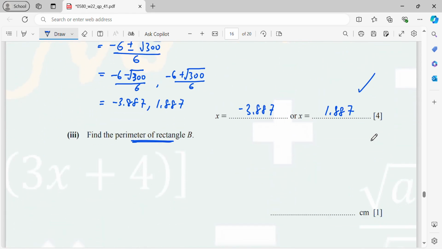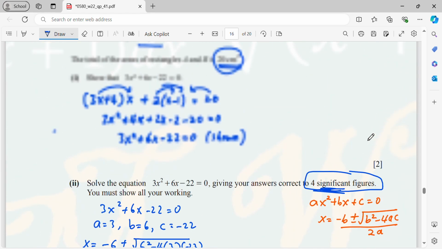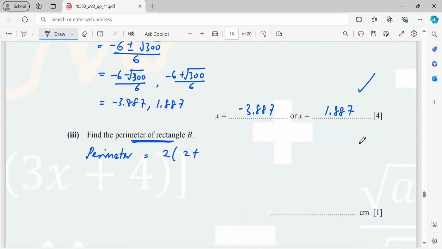So the perimeter is double of 2 plus x minus 1. The x is 1.887, minus 1. Then you will get 5.774, and now rounding to 3 significant figures, 5.77.